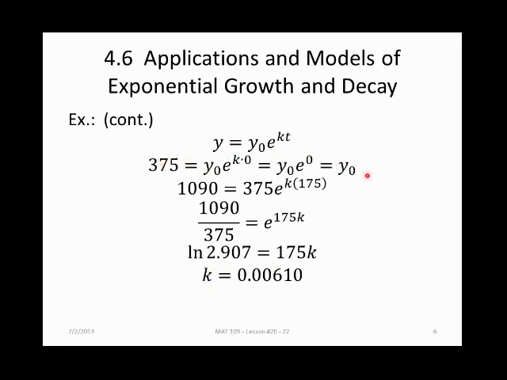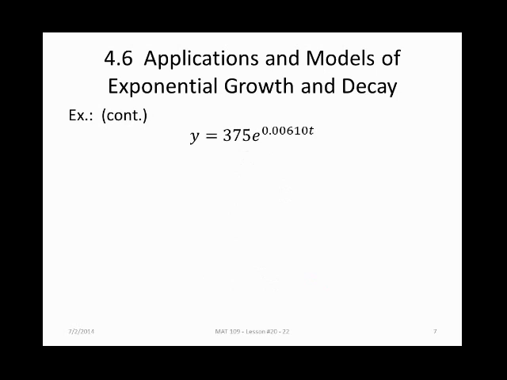If we take the value for k that we just calculated here, and the value for y sub 0 that we calculated here, plug both of those into this equation here, we get the final form of our model equation to be y equals 375 times e to the 0.00610t. There is our modeling equation. It will be exactly true at the 2 points that we were told to use in the year 2000 and in the year 2175. This is our modeling equation.